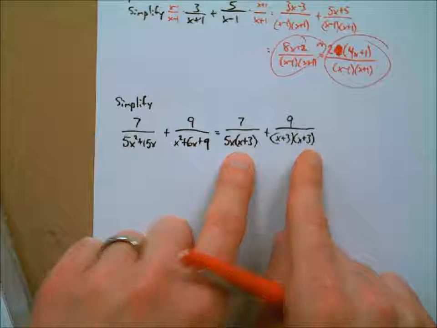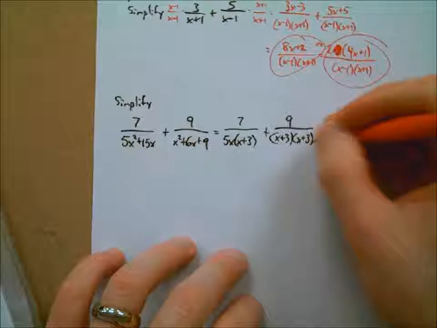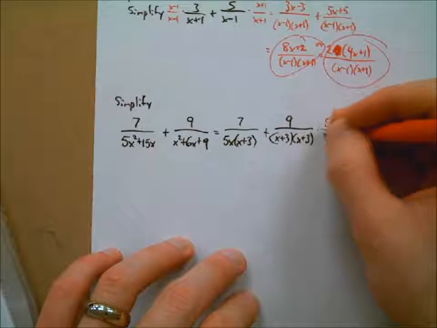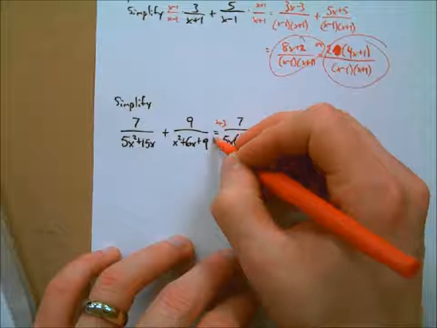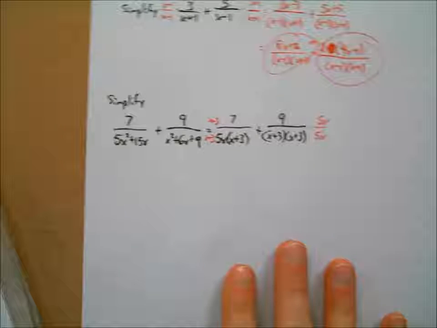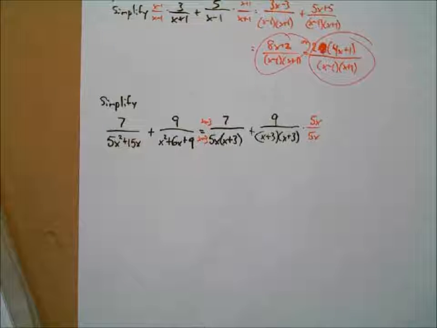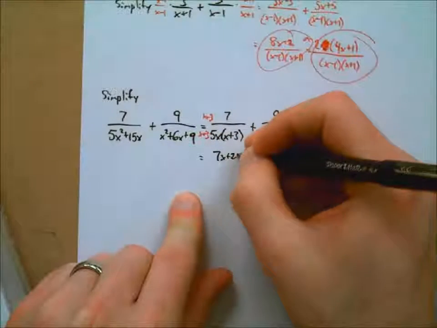What is this denominator missing? The 5x. So we'll multiply this one by the 5x over the 5x, and we'll multiply this one by x plus 3 over x plus 3. Rather than having to multiply by the entire denominator, we only need to add one little piece in, and it makes it a little bit nicer for the math.